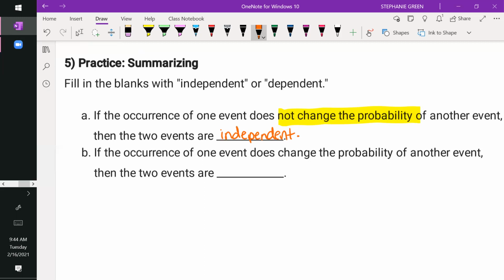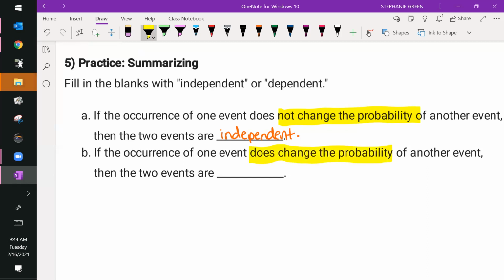We can also talk about grades in class. Does one person's grade affect another person's grade in class? No. Your grades are independent of each other. It all depends on you. If two events are not independent, though, we would say they are dependent. That would mean the occurrence of one event does change the probability of another event. So these two events would be dependent.